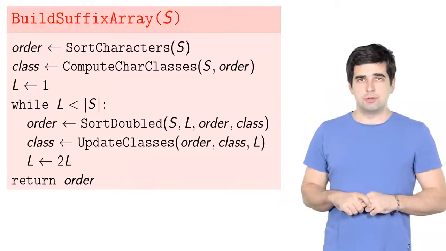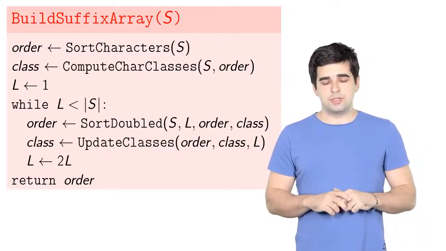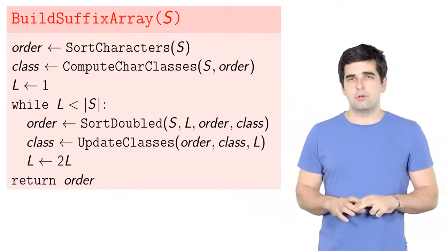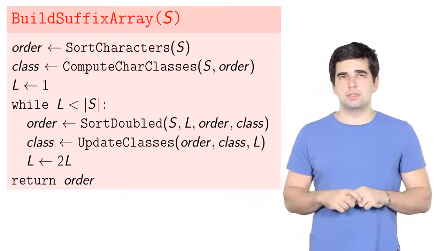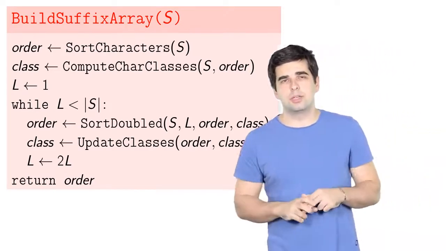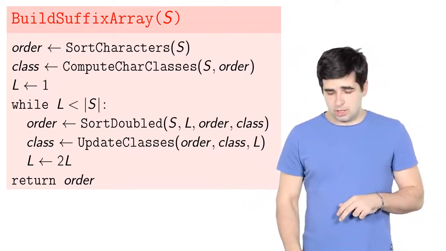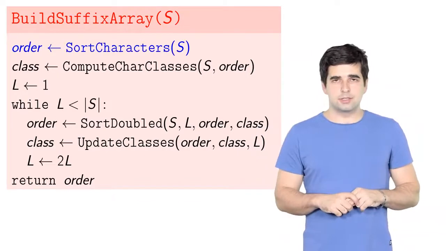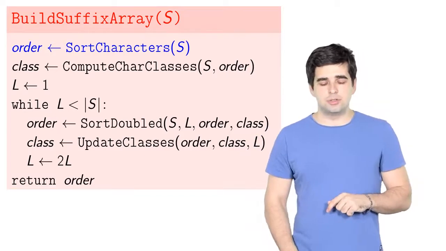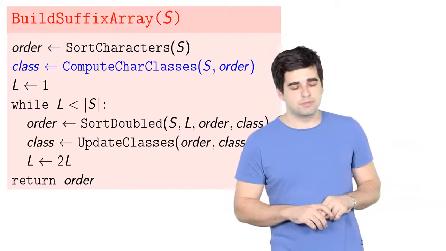Now to the full algorithm for building the suffix array, finally. Procedure build suffix array takes in only string s and returns the order of the cyclic shifts or of the suffixes of this string. We assume that s already has $ in the end, and $ is smaller than all the characters in the string. We start with sorting the characters, single character cyclic shifts of s, and save the result in the array order, and also compute the equivalence classes of those characters and save the result in the array class.